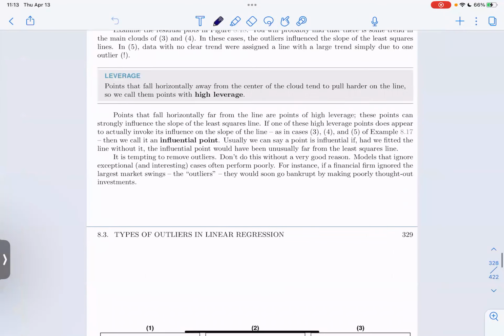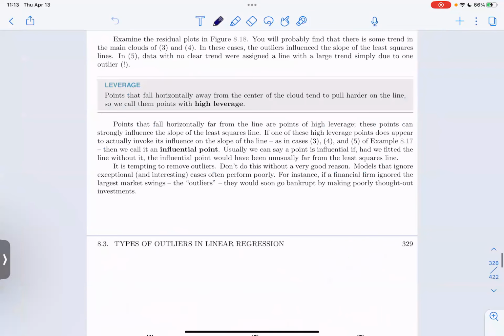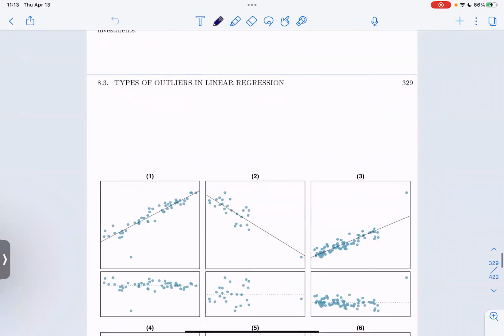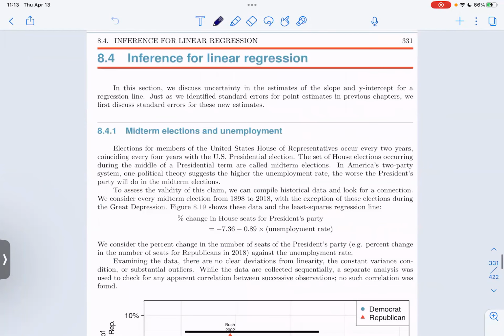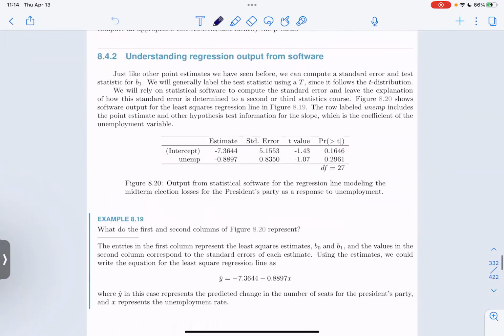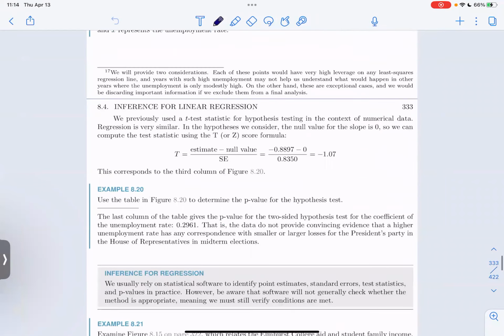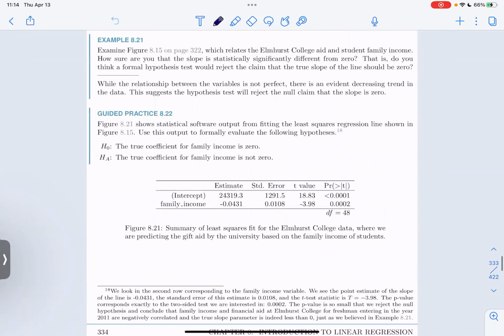So here, where did I grab that? Oh yeah, jumped around a little bit.